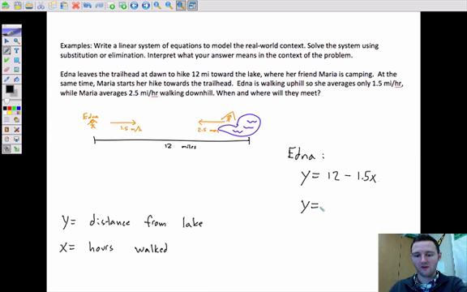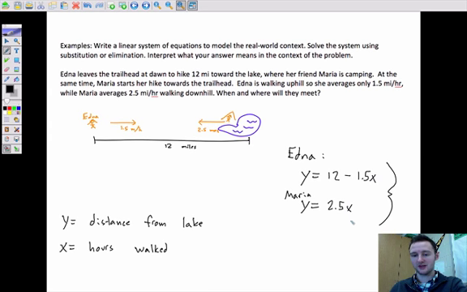Maria is at the lake, so she is currently a distance of 0 from the lake, but she's getting further and further from the lake. So her equation is going to be 2.5x because she is moving away from the lake, and as time goes on, her distance from the lake is only going to increase, whereas Edna's is going to decrease. All right. So here is our system of equations.